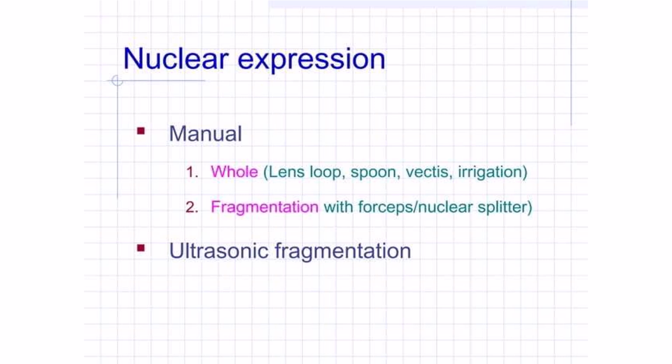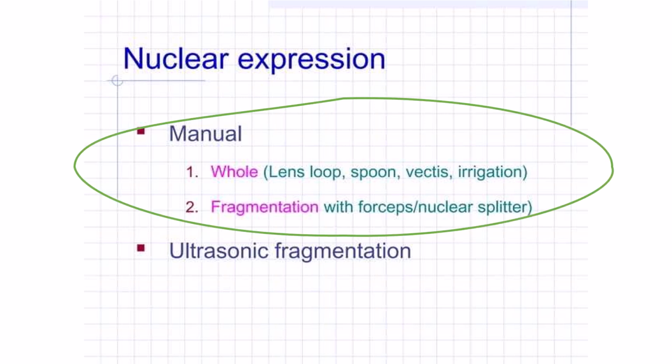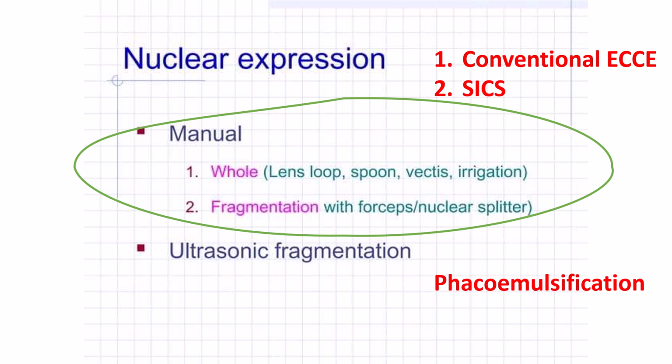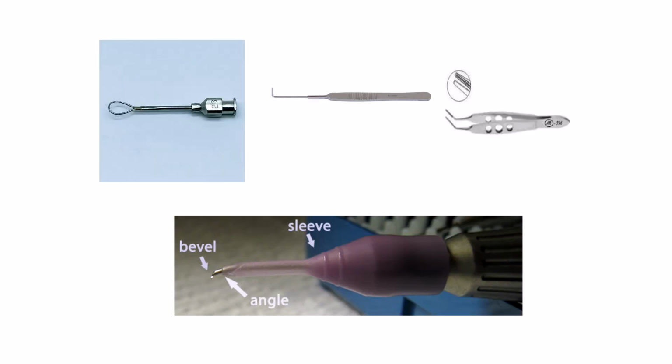The next step, once the opening is made, is to deliver the nucleus out of the capsular bag. That can be manual or using phacoemulsification. So the first two methods are manual methods using the given instruments. And the ultrasonic fragmentation is, of course, phacoemulsification.